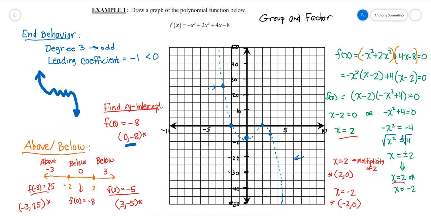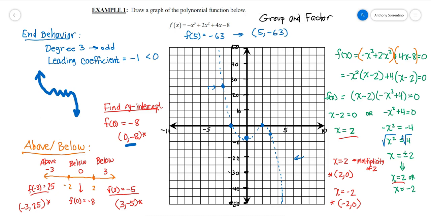So really the only other point I might want to have is maybe find out what's going on at 5, or somewhere in that neighborhood. So maybe doing one more and do f of 5 to see what we end up with. And when I do that, I get -63, which indicates that's going to be a point at 5, -63.